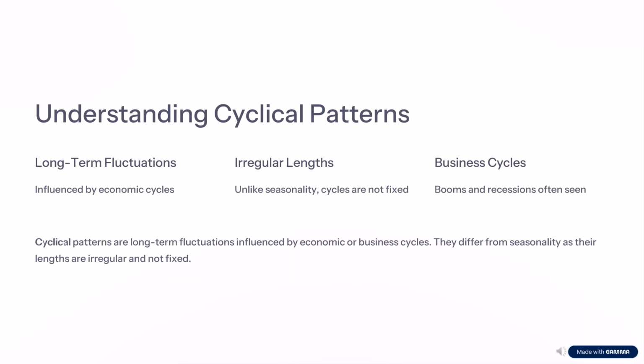The third component is cyclicity. Cyclical patterns are similar to seasonality but different in one key way: their length is not fixed. These cycles often last several years and they are related to larger economic or business cycles. For example, economic booms and recessions cause ups and downs in data like employment rates or GDP growth. Unlike seasonality, which happens like clockwork every year, cycles can vary in length and they are harder to predict precisely.